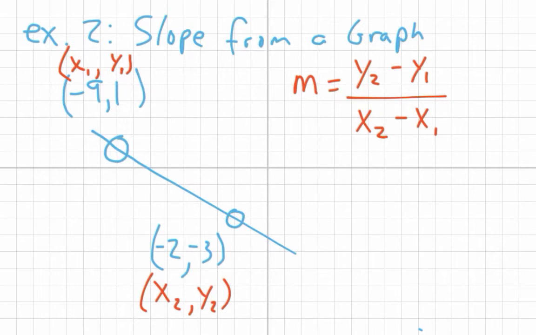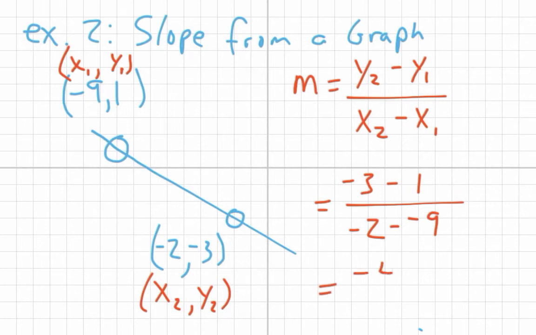I have y2 minus y1, so y2 is negative 3, minus y1, that's a positive 1, over x2, that's a negative 2, minus x1, which is a negative 9. So then I have negative 3 minus 1, which is negative 4, over negative 2 minus a negative 9, which is negative 2 plus 9, so a 7. Can I reduce my 4 over 7? Nope. So the final answer is negative 4 over 7.